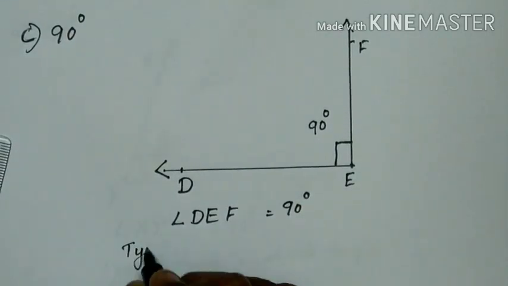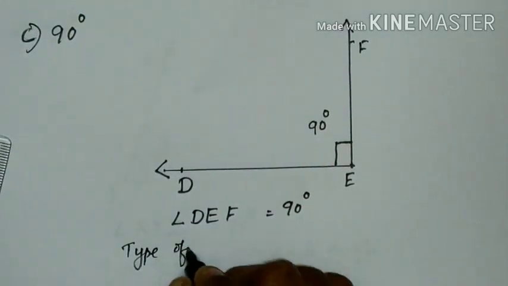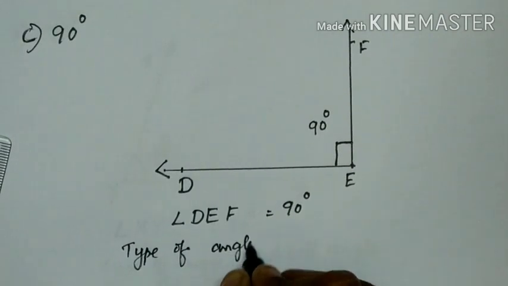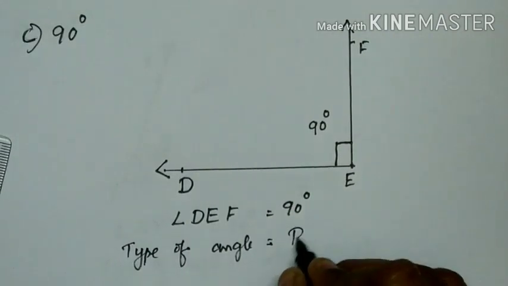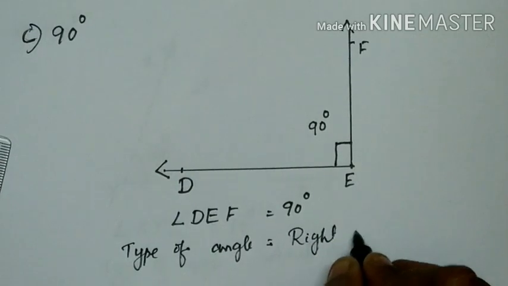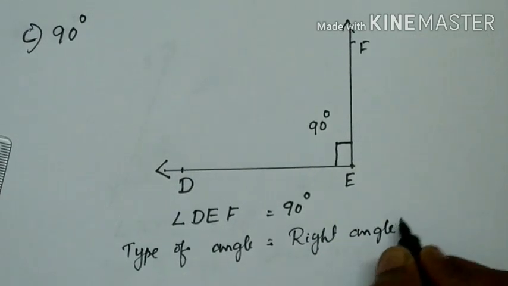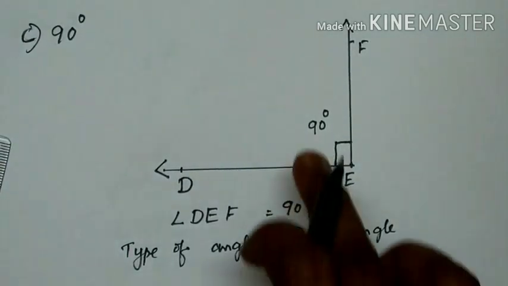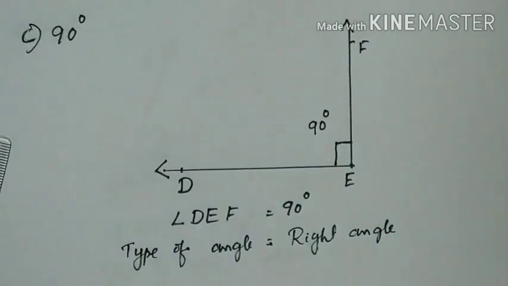The type of angle is equal to right angle. Why? The measurement is 90 degree. A 90 degree angle is known as right angle. Okay, we can move to the next question.